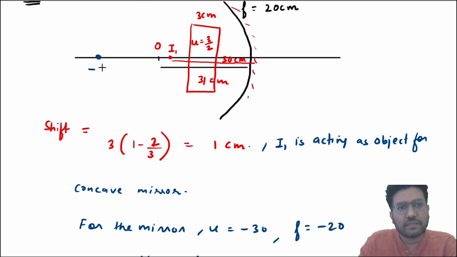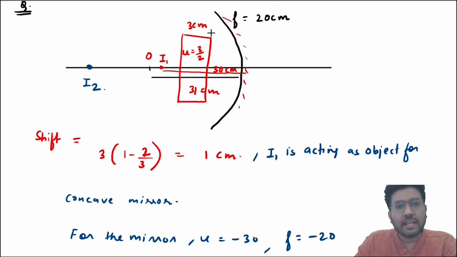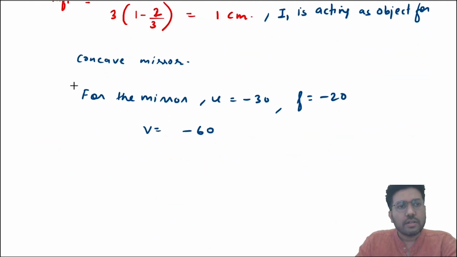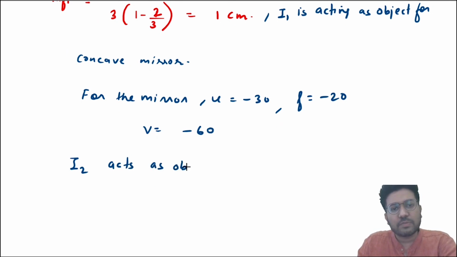This is the position of the image, I2, right? But when the ray of light is again reflected back, it is again striking this slab, right? If it is again striking the slab, there will be one more shift. So now this image I2 acts as object for slab.